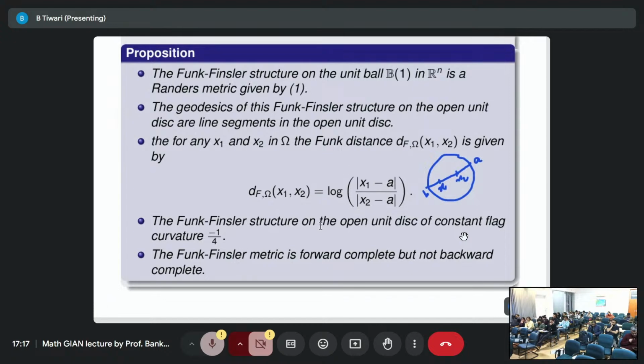So in that sense, it's obvious that the distance from x1 to x2 is not equal to the distance from x2 to x1. And further, as I already talked about the flag curvature, it can be shown that this Funk-Finsler structure has constant flag curvature minus 1 upon 4. It's forward complete, but not backward complete.